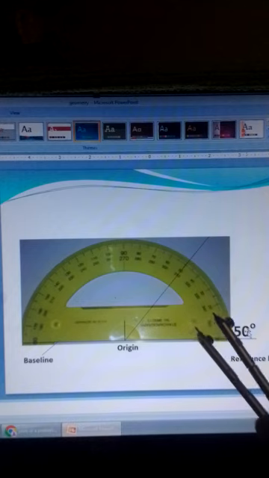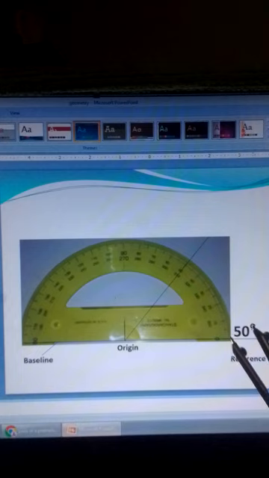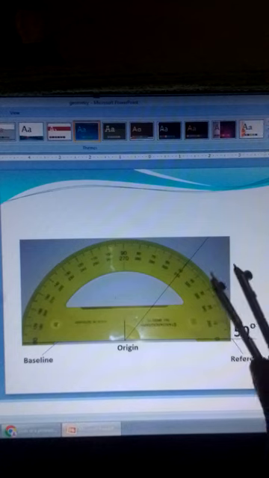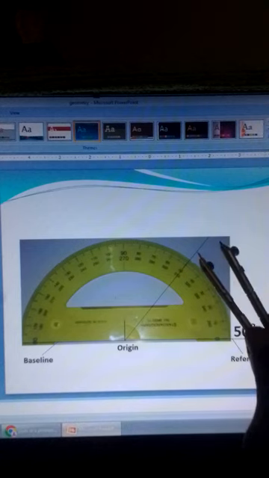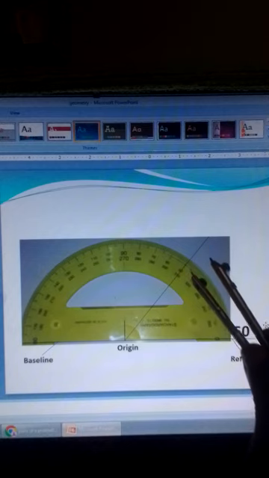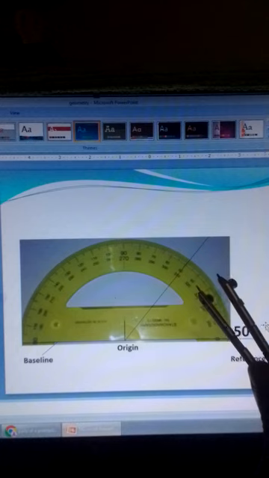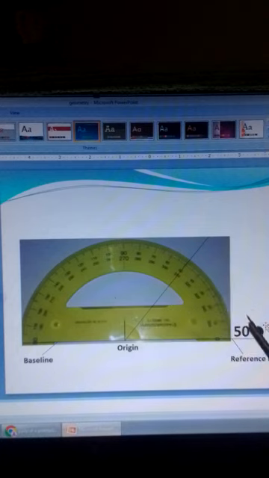So in this case, we are going to use the outer scale, which begins at 0 on the right. So we have 0, 10, 20, 30, like that. So we find that this angle is exactly 50 degrees. So you can use the outer scale to read the angle that you have been asked to find, which is 50 degrees. That's how we use a protractor to measure angles.